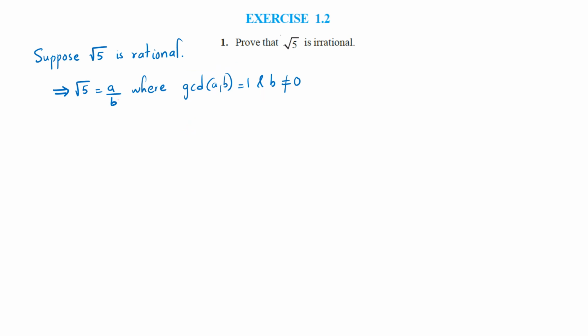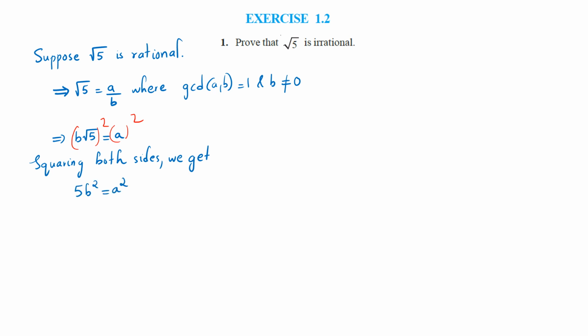Now we're going to take B over to the other side. Let's transpose B over to the other side. So B root 5 is equal to A. Then what are we going to do? We're going to square both sides. So we'll get 5B squared is equal to A squared.